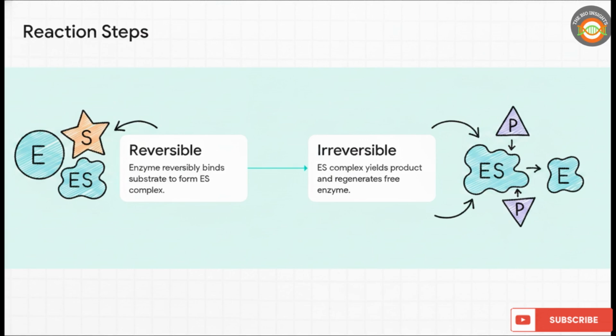The enzyme processes that substrate, releases a finished product, P, and bam, the original enzyme is completely freed up to go grab another piece of raw material. So it's basically free enzyme plus substrate forms a complex, which then spits out a product and regenerates the machine to do it all over again.